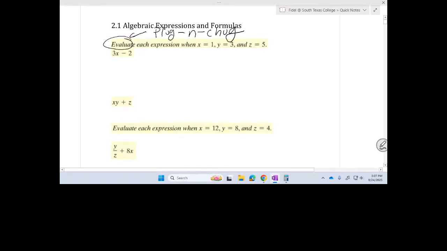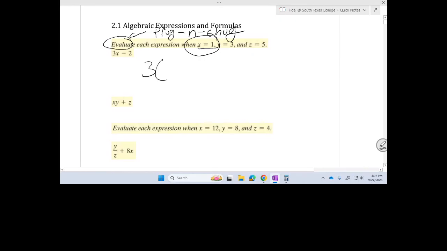So what do I mean by plug and chug? They're going to give me an expression, like in this example, 3x minus 2. But they're telling me what x is equal to, right? What are they telling me x is equal to? I just circled it for you. x is equal to 1.